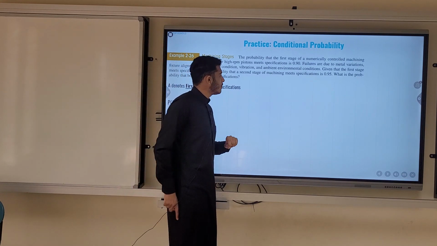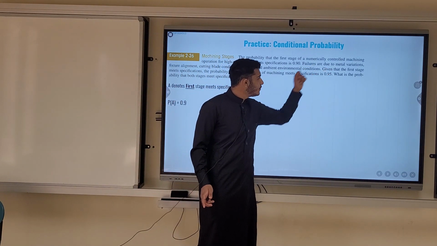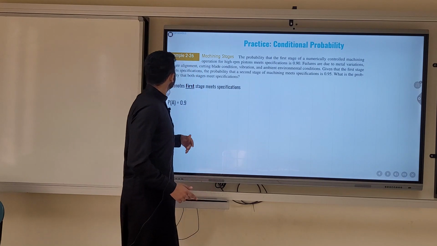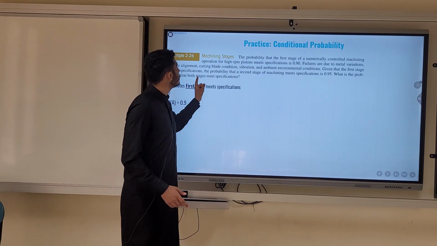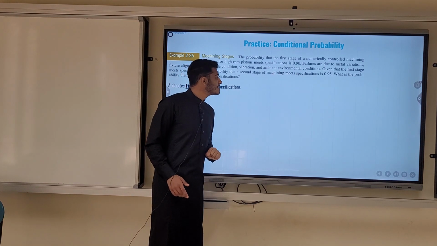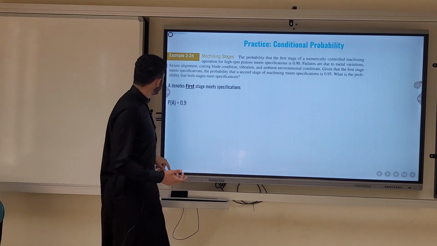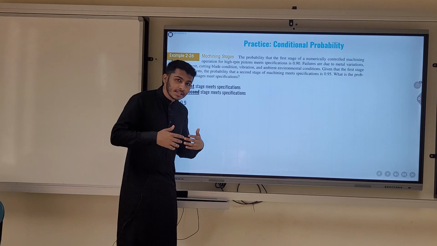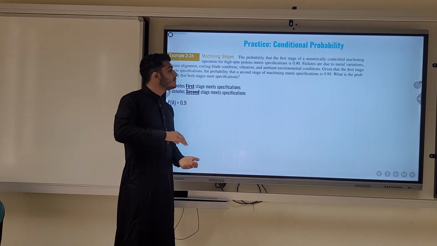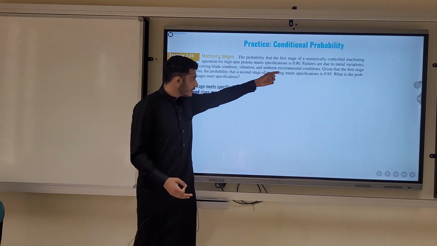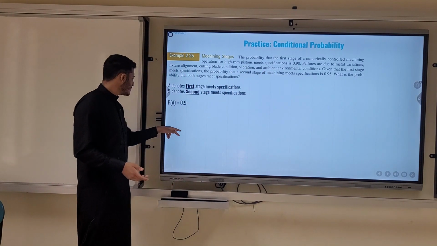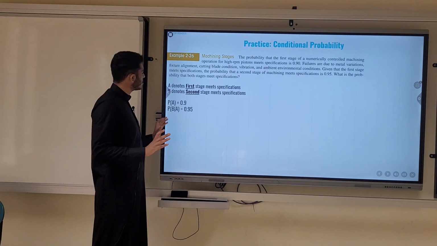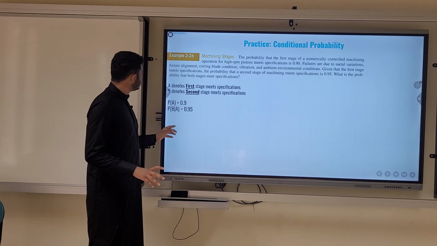Now, let's go to the second number we have here. It says, given that the first stage, okay, so the first stage is a given. It's a conditional probability. Given that the first stage meets specification, the probability for the second stage of machining meeting specification is this one. So we have our second event, which is that the second stage meets specification, but we don't have the probability of the second stage meeting specification. We have the probability of the second stage meeting specification given that the first stage has already met specification. So it's going to look something like this. Saying so many words is kind of confusing, but get what you want from the question and that's it. So this is what it means.